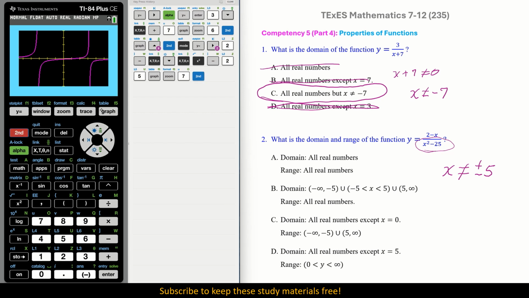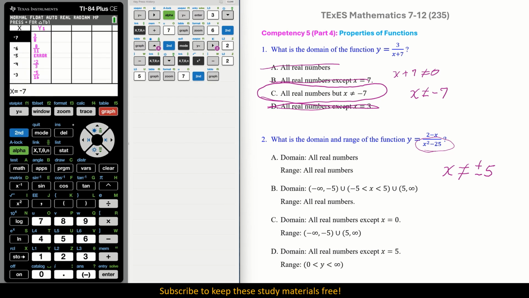So you need to push second graph, and let's look right there. -5, verified. Can't equal -5. Let's go to 5 and verify. Go down. And can't equal 5. So A's out because A's saying all real numbers.